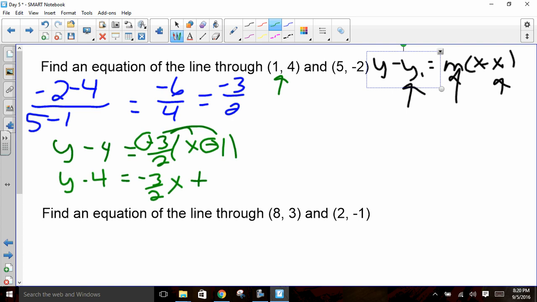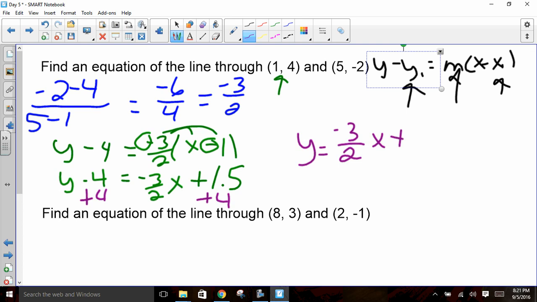Then I have 3 over 2 times 1. Now, that's going to still give me 3 over 2, but I don't like to deal with fractions because, you know, fractions scare me. So in my calculator, I'm going to take 3 divided by 2, which is going to tell me it's 1.5. Then last little step, add my 4. Y is equal to negative 3 halves x plus 5.5.